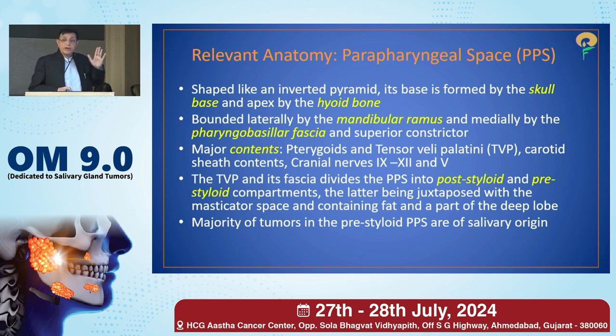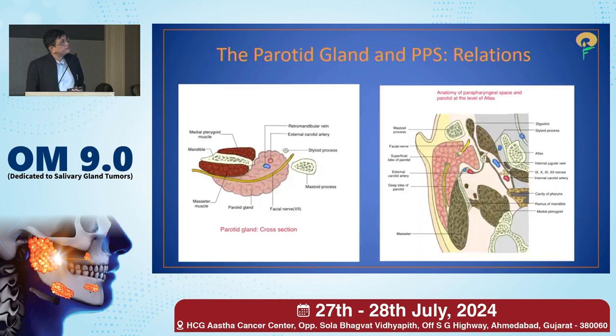If you think about it, the pre-styloid space shares a wall actually with the masticator space, and it contains part of the deep lobe. The contents of the pre-styloid compartment is just the deep lobe, some minor salivary tissue and fat, whereas the post-styloid space has the carotid sheath contents and the cranial nerves. Therefore, we need to realize that majority of the tumors in the pre-styloid parapharyngeal space are of salivary origin.